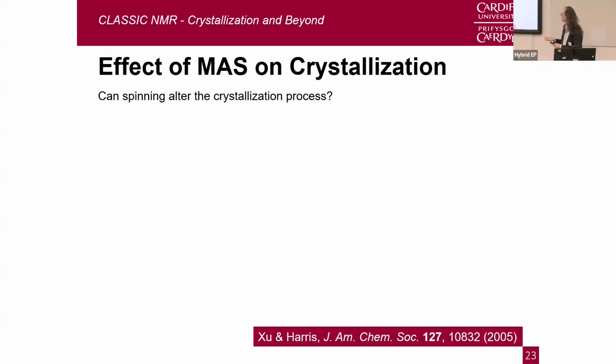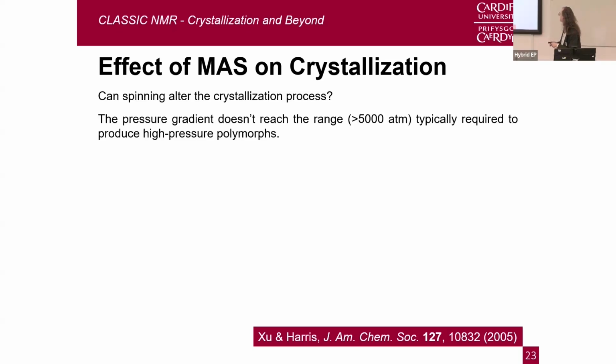So can spinning alter the crystallization process? That's really what we want to understand. Well, the first thing to say is that the kind of pressures that we generate don't get anywhere close to the pressures that are typically required in order to transform one organic polymorph into what we would term a high pressure polymorph. Typically, you need at least 5,000 atmospheres to even start to get into the regime where you might see a new crystalline form appearing purely by applying pressure. So we're nowhere near that kind of range.